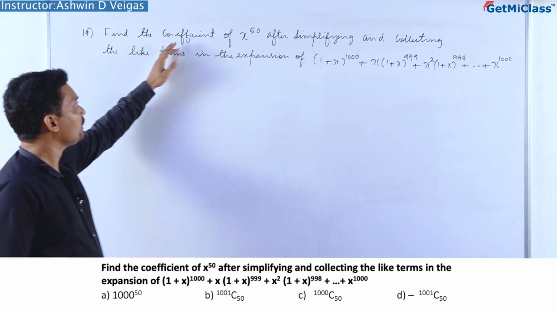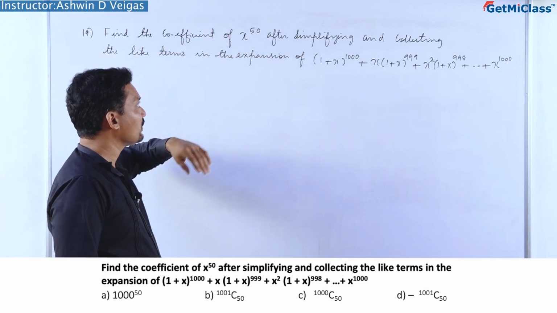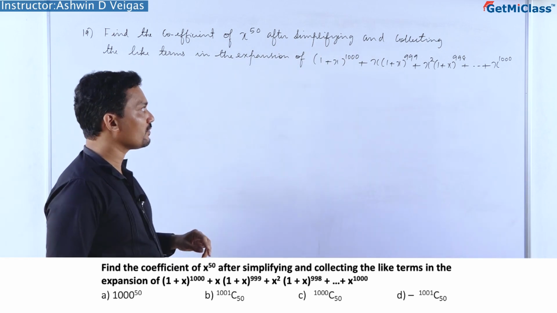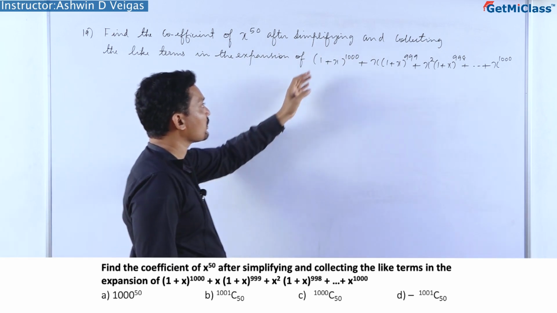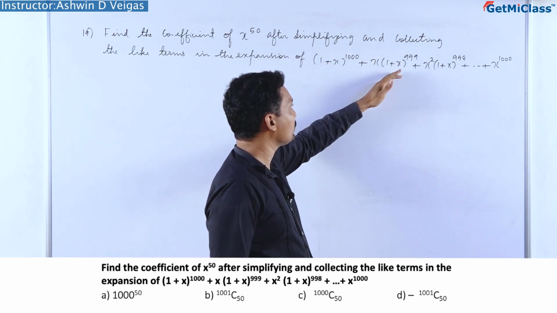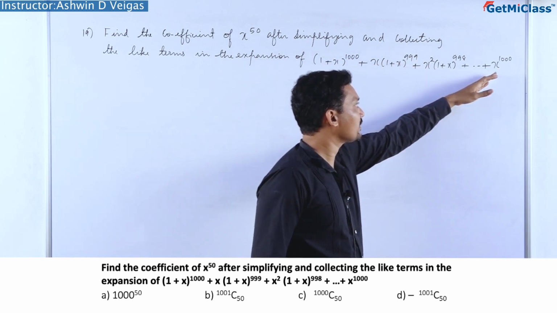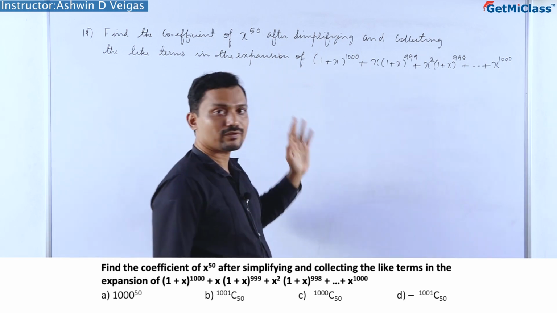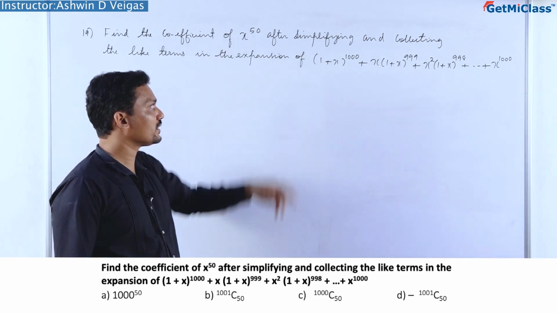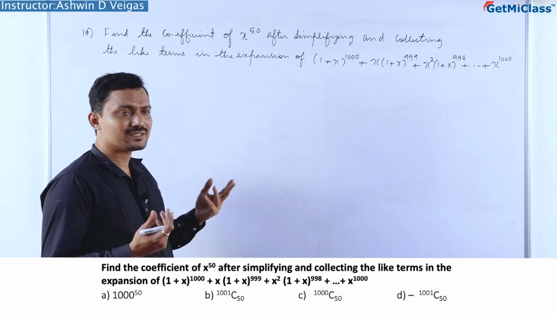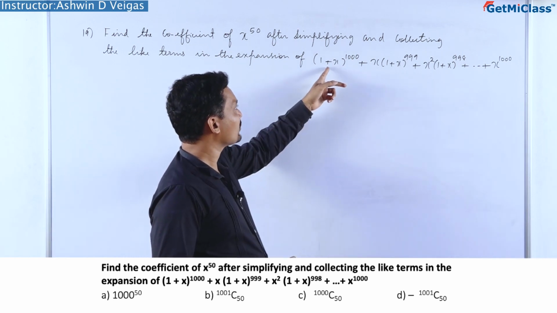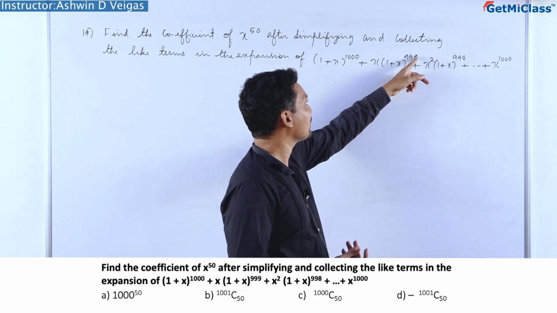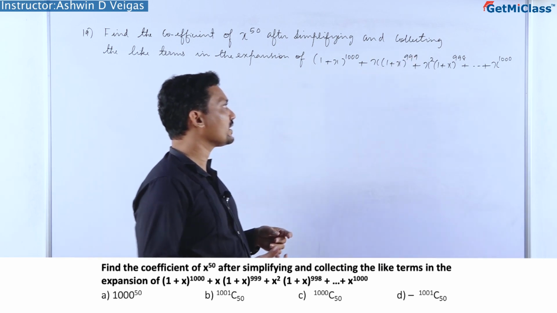19th question: find the coefficient of x power 50 after simplifying and collecting the like terms in the expansion of a big expression, (1 + x) power 1000 + x(1 + x) power 999, etc., up to x power 1000. In such a huge expression you have to find the coefficient of x power 50. Now, x power 50 comes in many places. In this term x power 1000 is there, so somewhere x power 50 can be there, and in x power 999, within this x power 50 can be there.